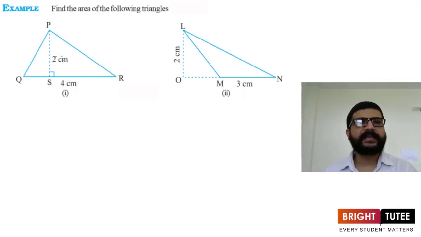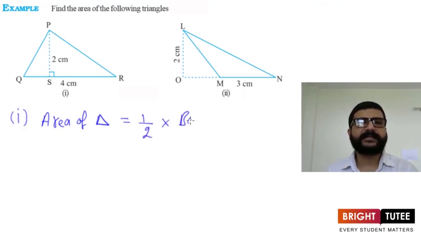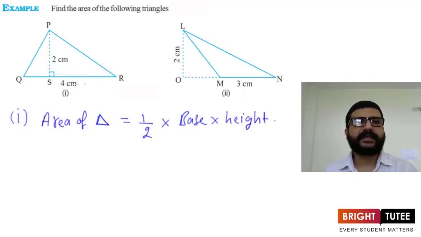So how can we find the area of this triangle PQR? As we know, area of the triangle is half into base into height. So we can write it like this. Area of triangle, this symbol is for triangle, is equal to half into base into height, or we can simply write half into B into H, or half BH. So now we can consider QR as a base and PS will be the height. So therefore this is equal to half into QR into PS.